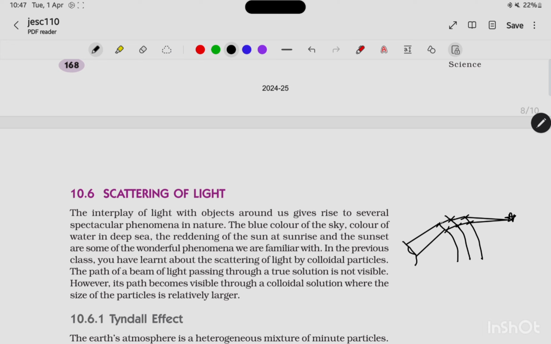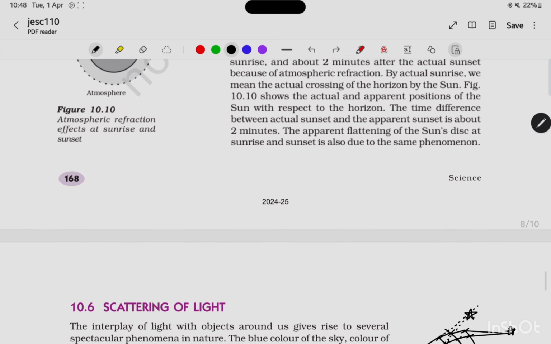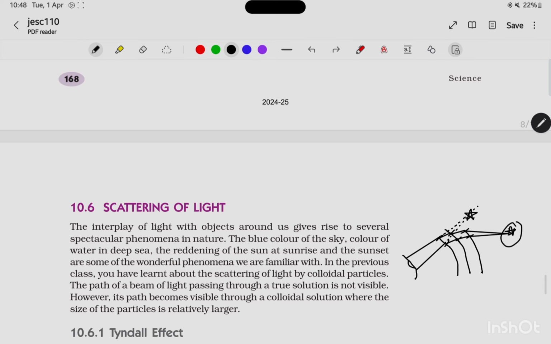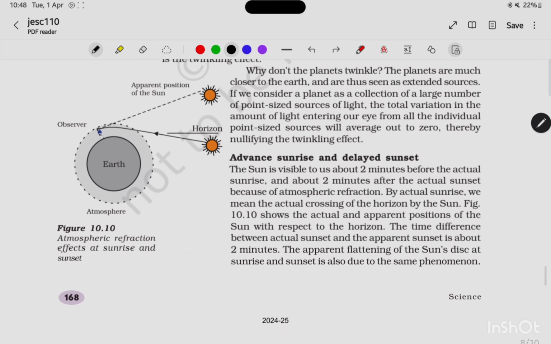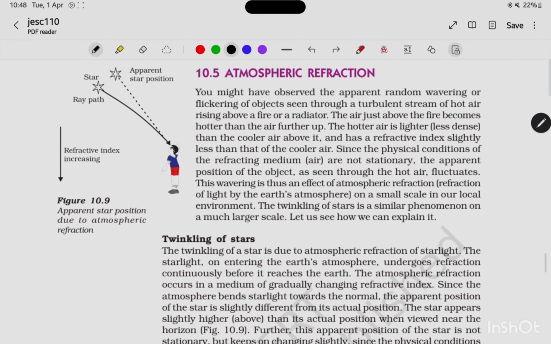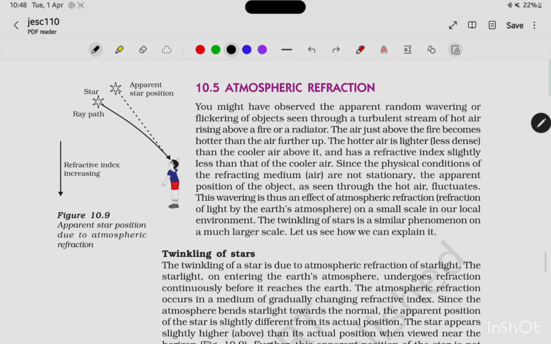Okay, there we go. Just refract and draw it backward like this. Your eye will think that the star is at this location. Really, it's at this location, but your eye will think that the star is at this other location. This is the real position, and this is the apparent position. That's what they are saying about apparent star position due to atmospheric refraction.